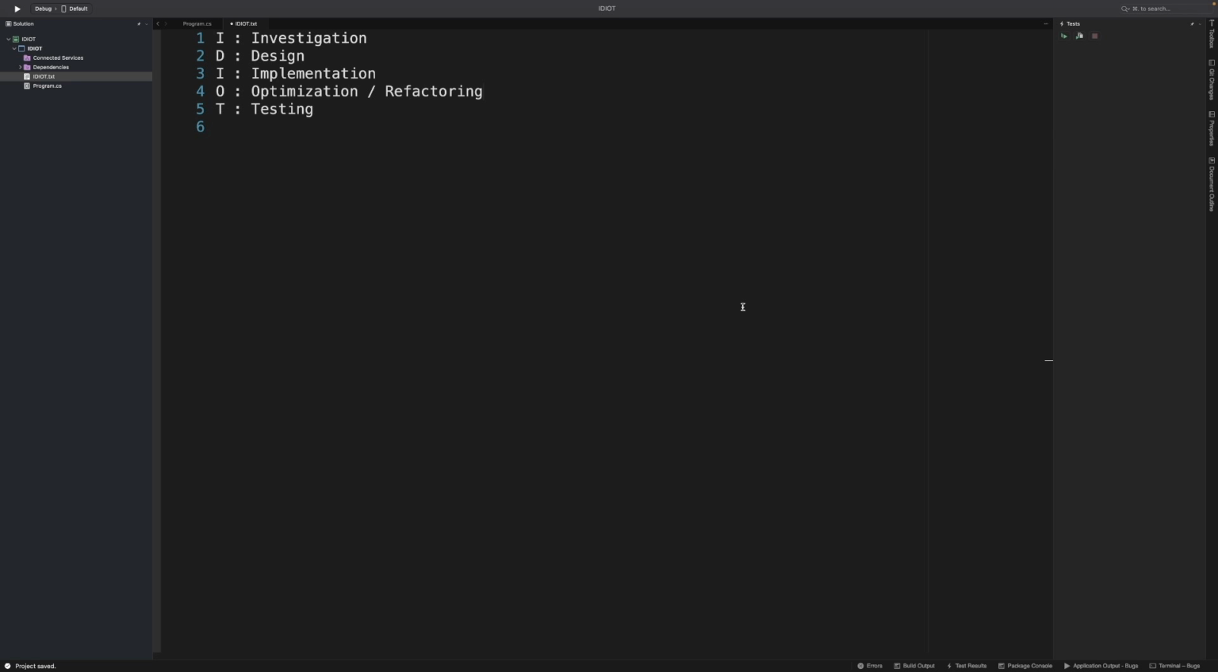Howdy, back again to talk about optimization and refactoring as part of the idiot method. At this point, we have discussed the IDI of the idiot method, the investigation, design, and implementation phases. It is now time to talk about the optimization and refactoring phase, the O phase. As I mentioned already, I've got plenty of videos, especially on refactoring, already on the channel. But optimization can be an interesting topic, especially talking about where to draw the line when you're coding out a solution.